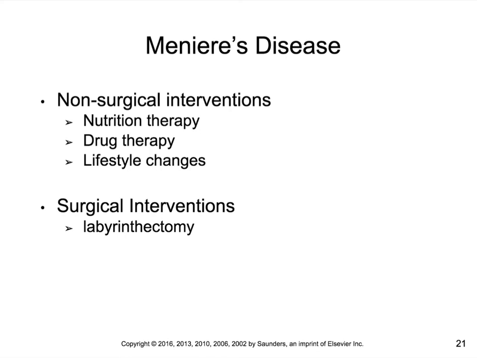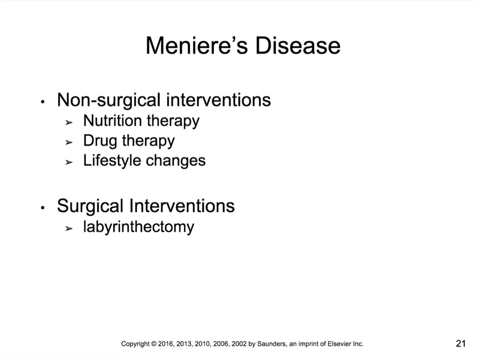Some patients really become non-functional because they have so many attacks, and so they may require surgery. And this would be a total removal of the labyrinth, which is a labyrinthectomy. It's performed through the ear canal. This procedure results in total auditory sensory perception loss on the operative side, so it would be the last resort.